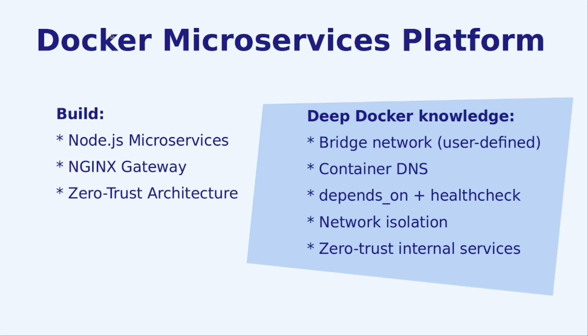Hello, I'm going to show you how to build a production-ready microservice platform using Docker. In this project, we are not just running containers. We are designing a system that reflects how real-world applications work. We will use Node.js microservices, an NGINX gateway, and a zero-trust architecture. The main goal is to understand how services communicate securely inside a system, not just how to run them.